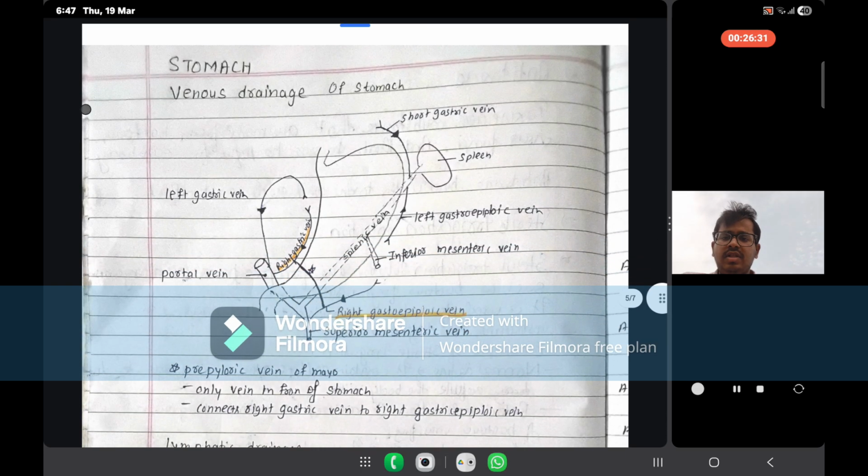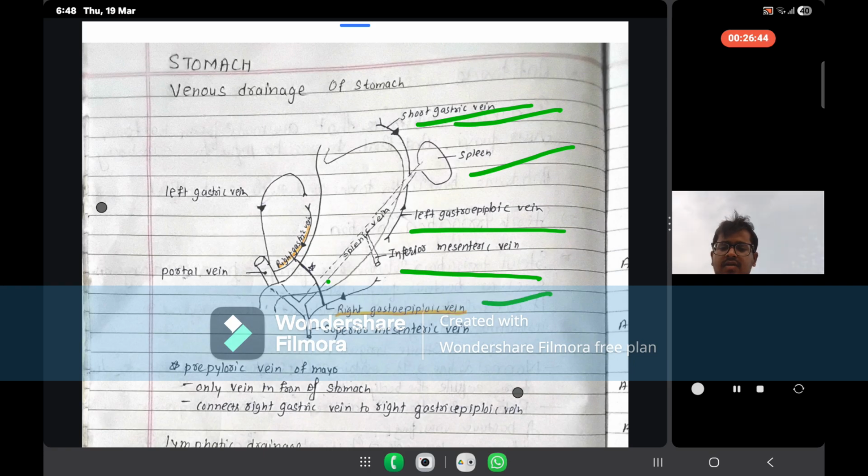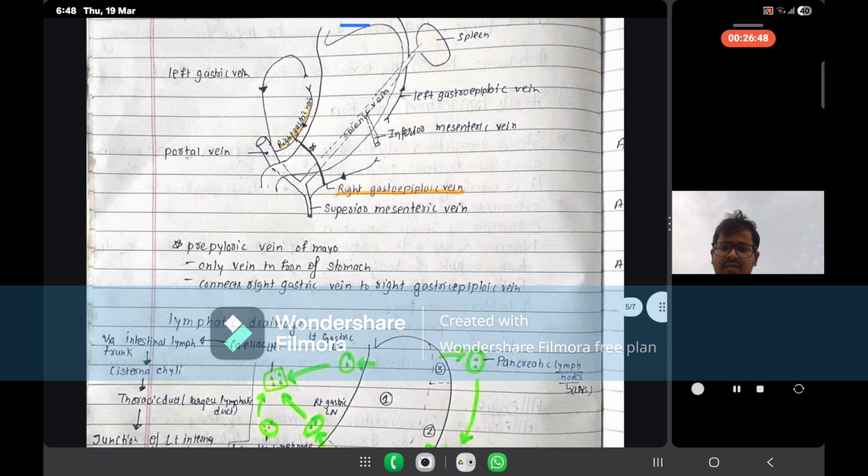I have also drawn this in a stomach already. We have seen the short gastric vein, spleen and splenic vein, inferior mesenteric vein, left gastroepiploic vein, and right gastroepiploic vein. So the pre-pyloric vein of Mayo I have written.